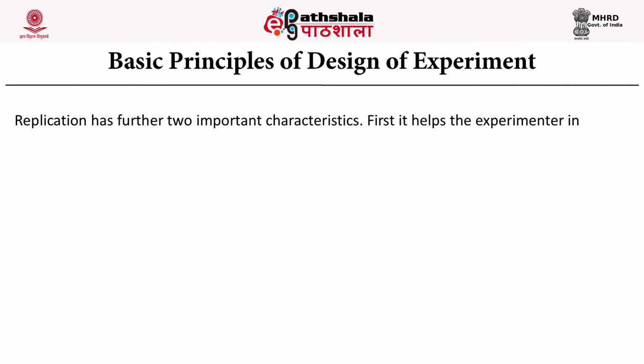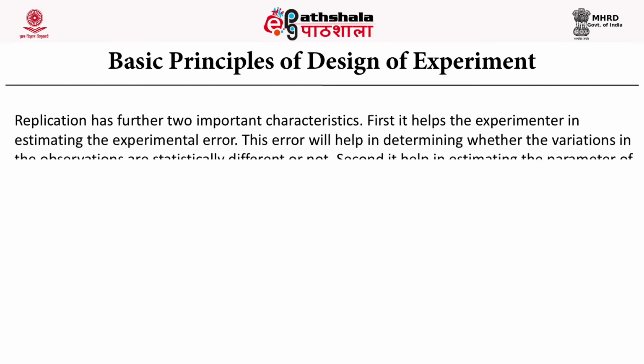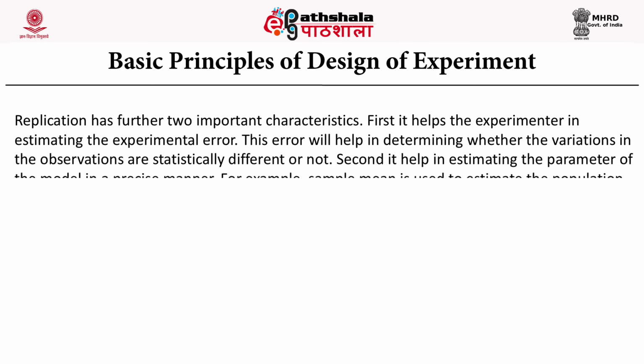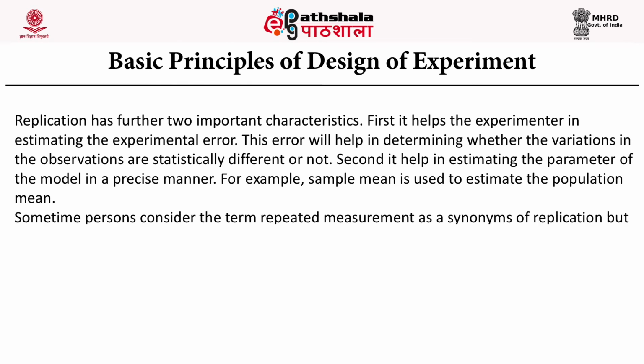Replication has 2 further important characteristics. First, it helps the experimenter in estimating the experimental error. This error will help in determining whether the variation in the observations is statistically different or not. Second, it helps in estimating the parameters of the model in a precise manner. For example, the sample mean is used to estimate the population mean.